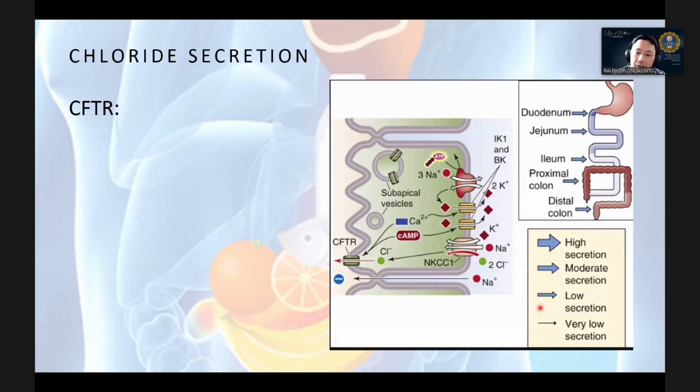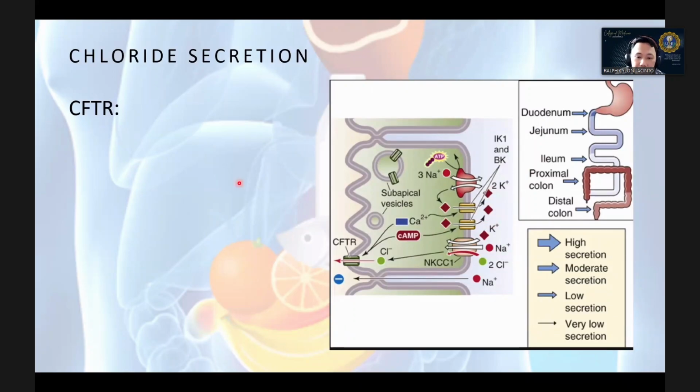So your CFTR, it's this one. Just to orient, again, this is your enterocyte. This is the lumen of the intestine, and this is the interstitium. Note that your CFTR is present all throughout your small and large intestines. So what does it do?